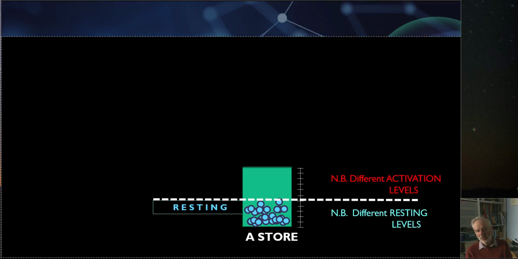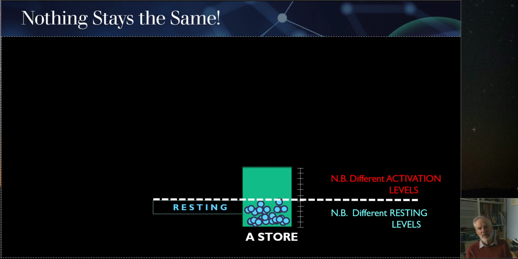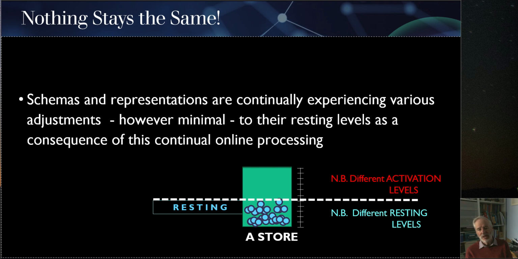And it's all happening in microseconds, so we're trying to slow down processing in order to work out what exactly is happening, right? And nothing stays the same. Schemas and representations are continually experiencing adjustments, however minimal, to their resting levels as a result of this continual online processing. So even if there are the same combinations, nothing new is combined, no new structures are acquired, even if that's the case, there will be continual adjustments to their resting levels because of this online processing.